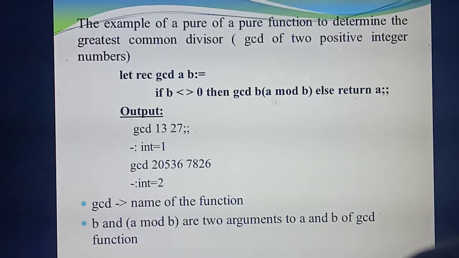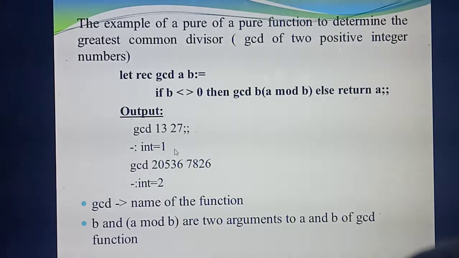GCD of B, A mod B. These two numbers are computed using this formula. If the condition is true, it will return the value, else the value of A is returned as the answer. That is the condition: B is not equal to 0 means only then you use this formula. If the value of B is 0, what answer will you get? Return A. Understood?